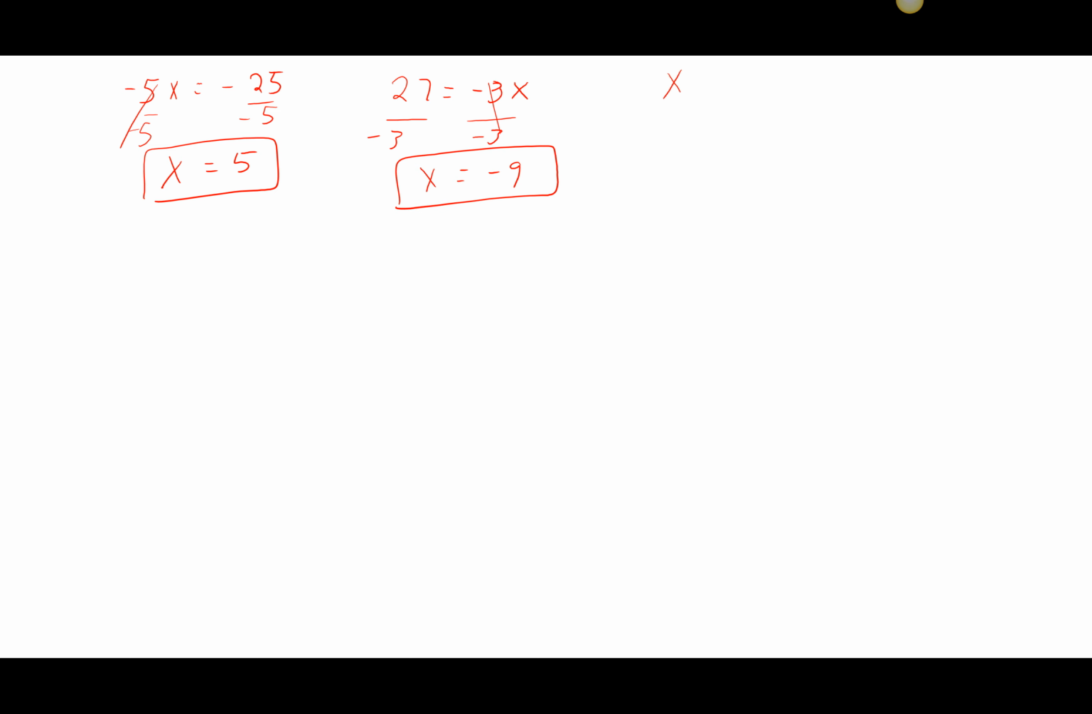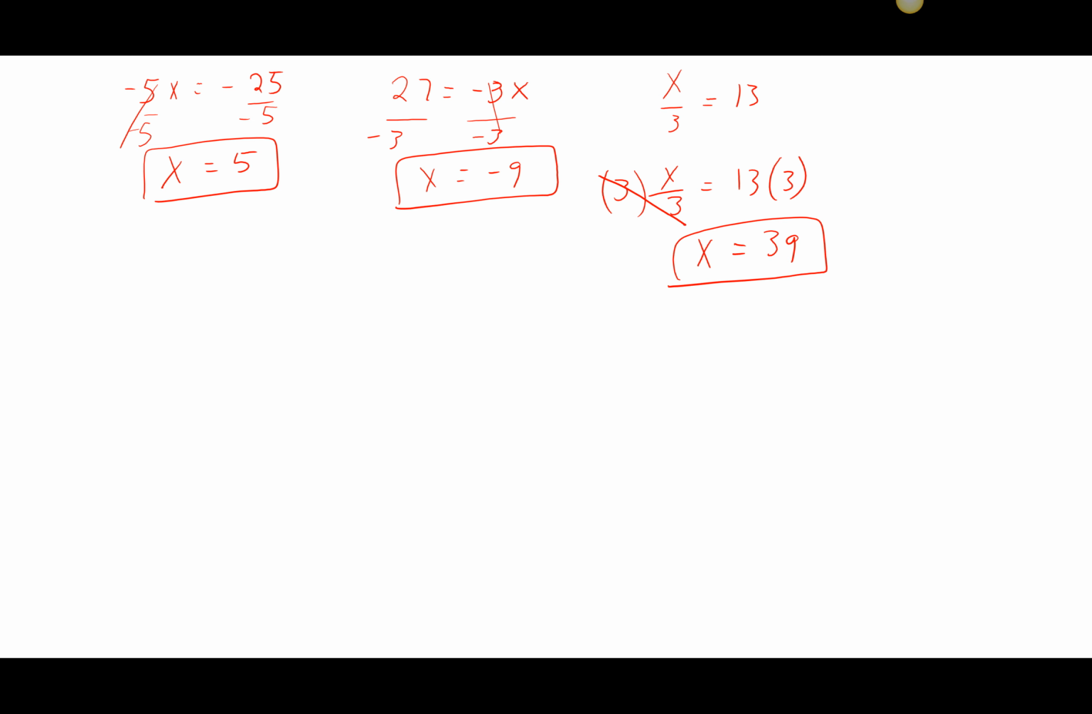And what about this one? X divided by 3 equals 13. Now in this case, we're going to have to multiply on both sides. So we're going to multiply 3 on both sides. See, that goes away. So x equals 39.